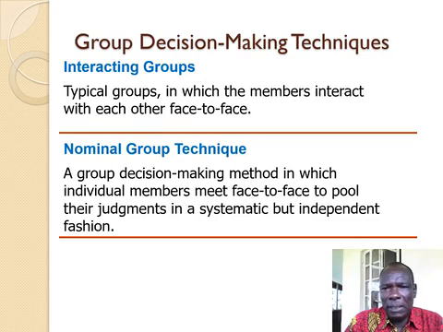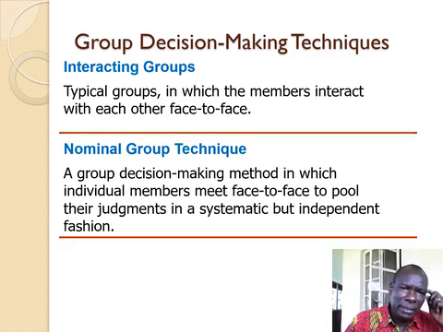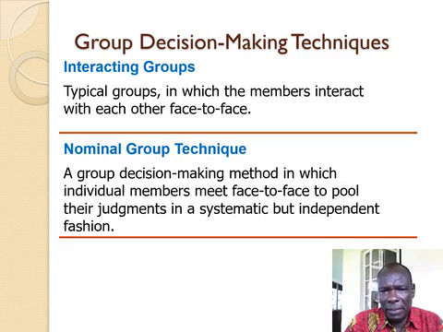So now we will conclude this with group decision-making techniques. You are probably also familiar with these techniques, but there are what we call interacting groups, which are typical groups in which the members interact with each other face-to-face. Interacting groups. You interact when you sit for decision-making, you interact with your members face-to-face.